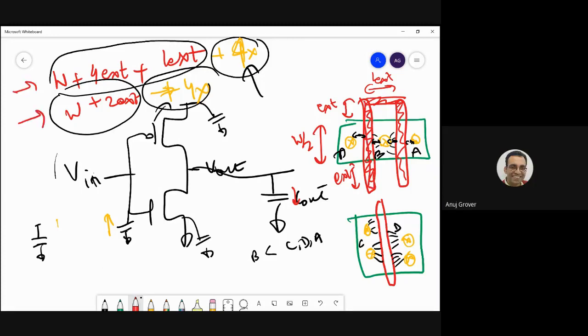Okay. This is the input. We are looking at the input here. So input is W/2 here, W/2 here. Then 4 extensions, 1, 2, 3, 4, and then 1 Lx. So for the poly, the capacitance has slightly increased. How much has it increased? 2xt plus Lx.